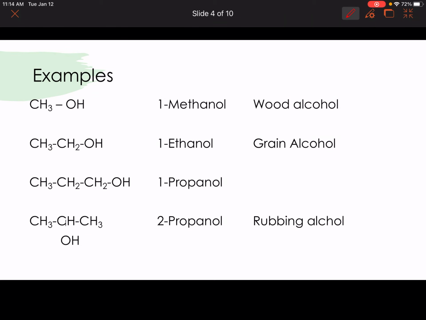Okay. So we'll work through some examples here. These, of course, you all have in your notes here. So the first one, we've just got 1 carbon. So instead of methane, right, that would have been methane, we drop the E and add the OL, so methanol. This is also, sometimes you'll hear it referred to as methyl alcohol. Okay, so that's wood alcohol, and you don't want to drink that. That would be very, very bad. You'd die. It'd be poisonous to you.